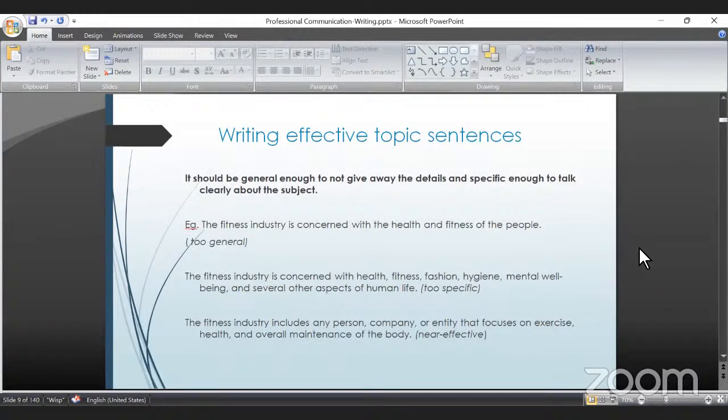Now, about writing effective topic sentences. So we know what a topic sentence is. We looked at its positioning. We also looked at what kind of topic sentences you can use for different styles. Now, how do you write it effectively? What can be an effective topic sentence? Just read the three sentences that you have on the screen, and then I'll discuss it with you. Three sentences here. The fitness industry is concerned with the health and fitness of the people. That's the first one. Second, the fitness industry is concerned with health, fitness, fashion, hygiene, mental well-being, and several other aspects of human life. Third one, the fitness industry includes any person, company, or entity that focuses on exercise, health, and overall maintenance of the body.